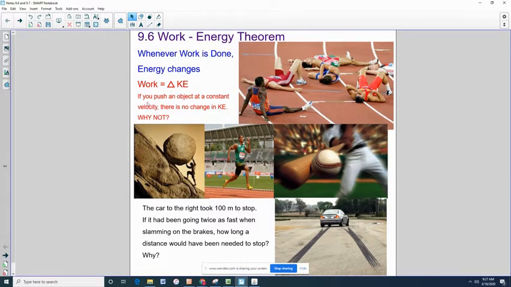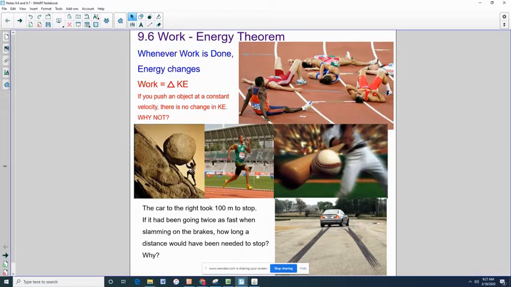So here I have that if you push an object at a constant velocity, there is no change in kinetic energy. And there's no change in the kinetic energy because the velocity is not changing. If its velocity is constant and its mass is constant, then it is not changing its kinetic energy because KE equals 1/2 mv squared. So that's the why not. You need a change in its mass or a change in its velocity in order to get a change in kinetic energy.